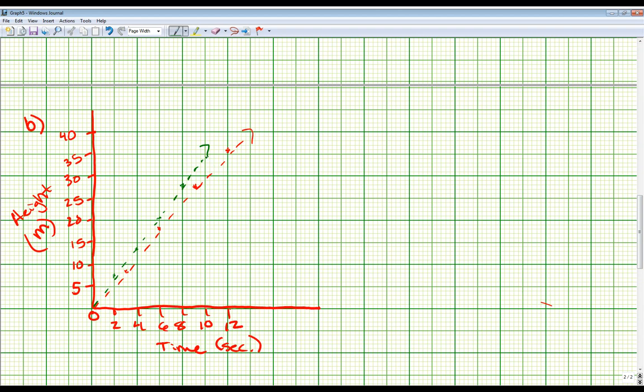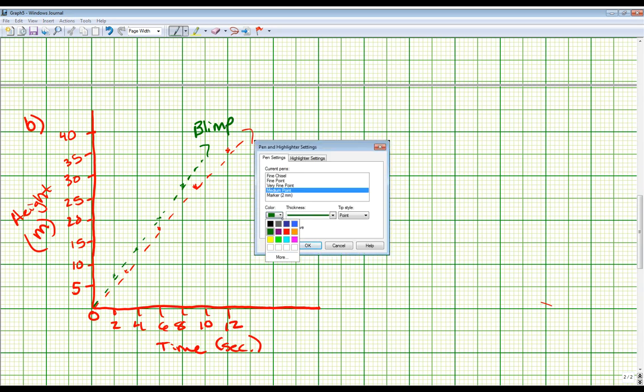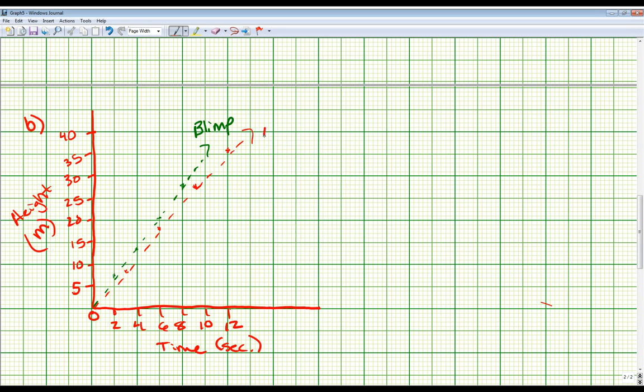My green one, or my second line here, is my blimp. So I'm going to put blimp. My red one there is going to be my hot air balloon. So I'll label that hot air balloon. And the question kind of says, okay, make the graph, and then what can you conclude?